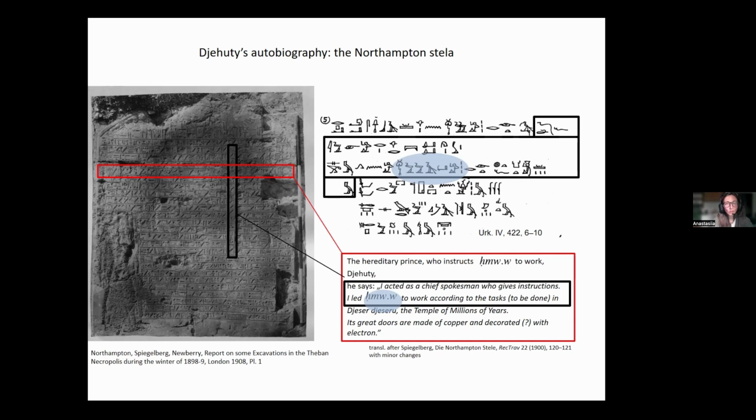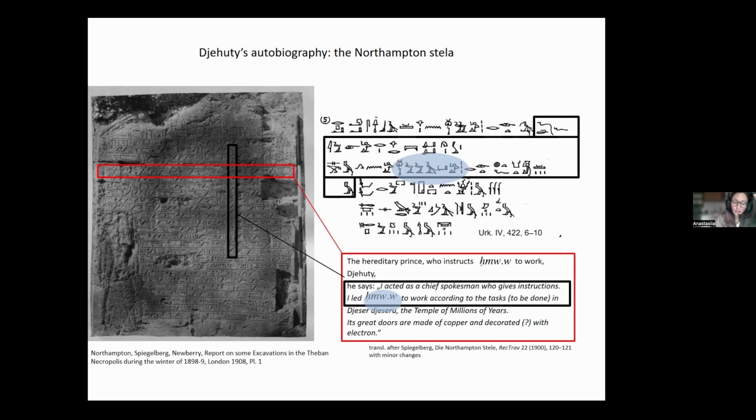Then there is a vertical column which serves as a refrain, and then each line continues with the description of a project he participated in. So in line 5 we read, the hereditary prince who instructs the Hemu to work, Djehuty. He says, the refrain, I acted as a chief spokesman who gives instructions. I led the Hemu to work according to the tasks in Djeseru, the temple of millions of years. And this word highlighted in gray, Hemu, means artists. So the wording he uses here is significant, being about being the chief spokesman and giving instructions.